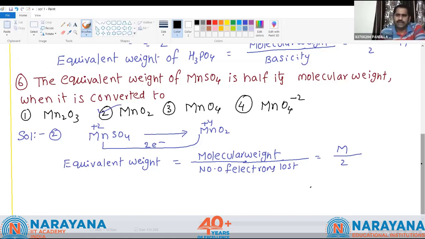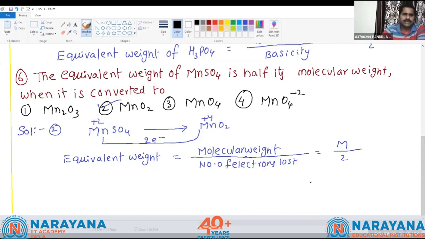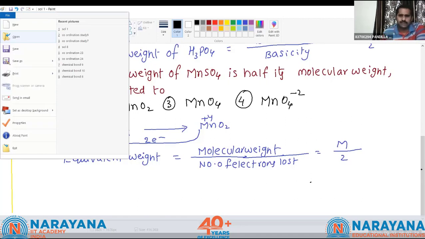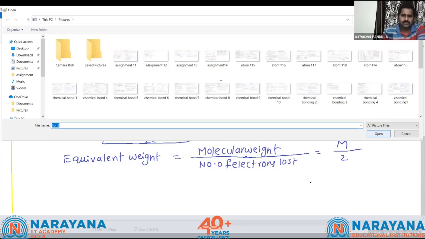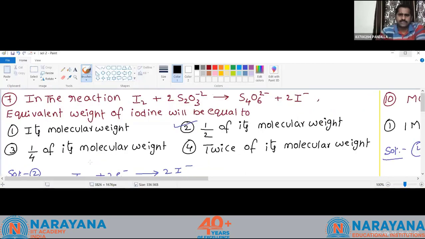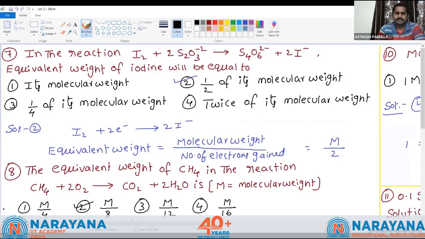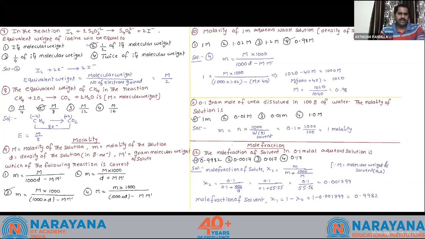Students, now I am going for the next question on the next page. Let me select the next page. Okay, this is the 7th question. Please see the full view, everyone. This is the full view, students. Now I'm going to select the 7th question here. One second.